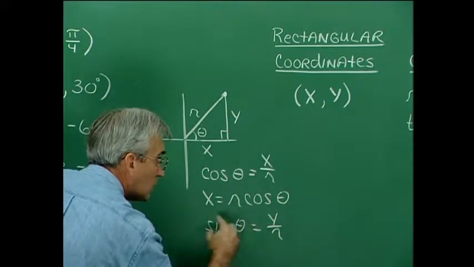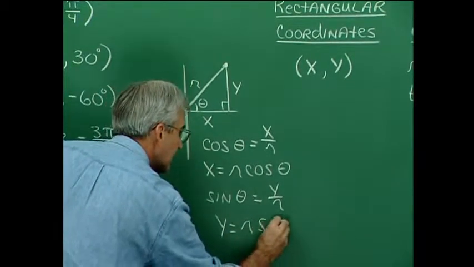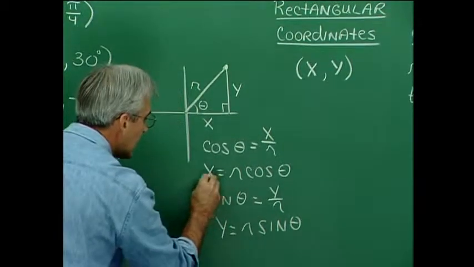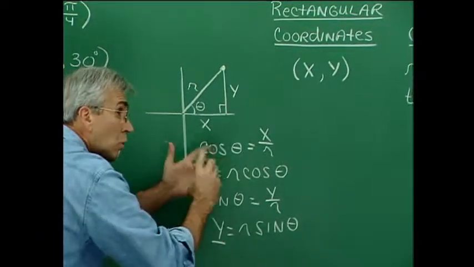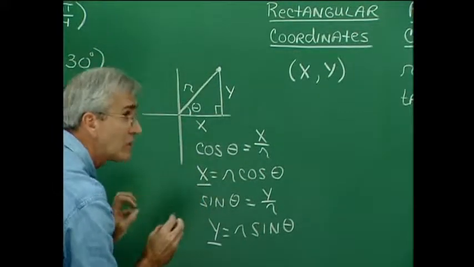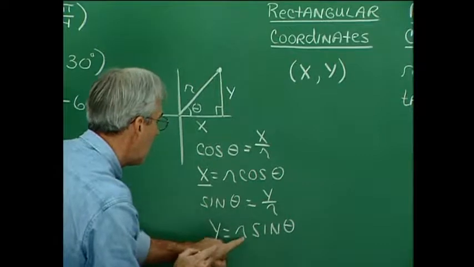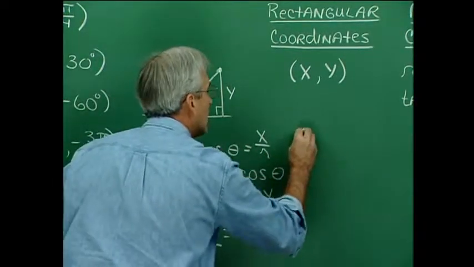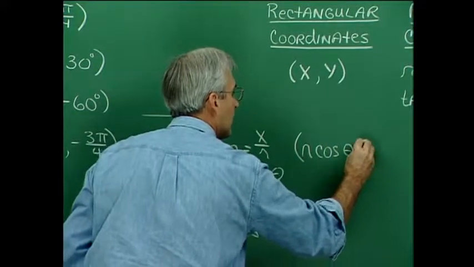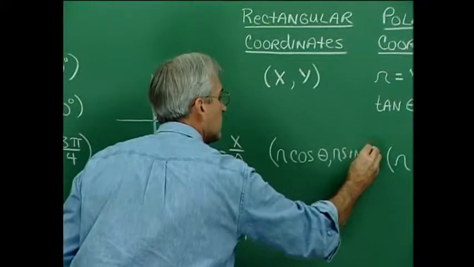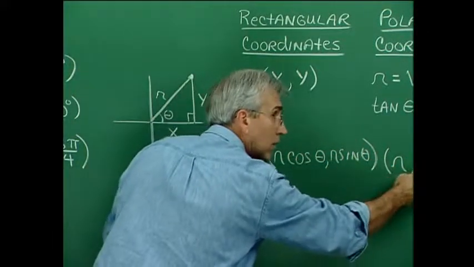So multiplying on both sides by r, we find y is r sine theta. So here's our x and here's our y, and our ordered pair then, in our xy configuration, in our rectangular form, would be r cosine theta, r sine theta, for the coordinates of the point (r, theta).